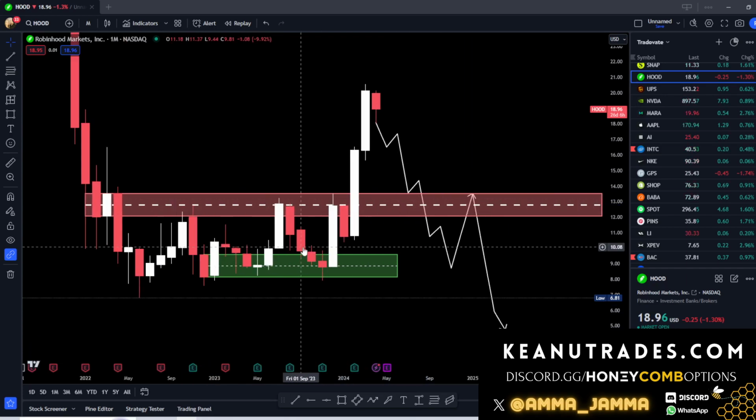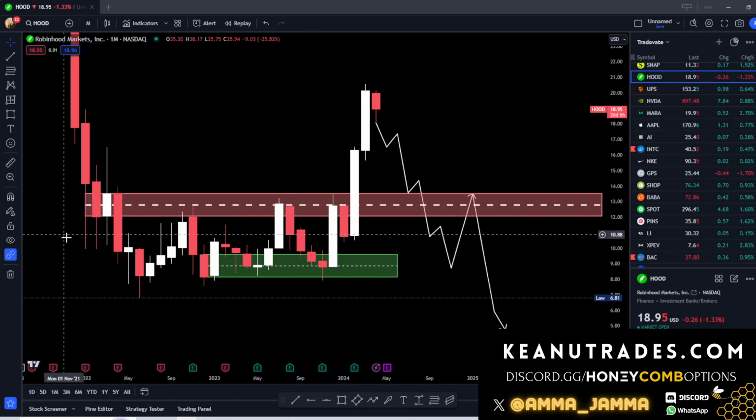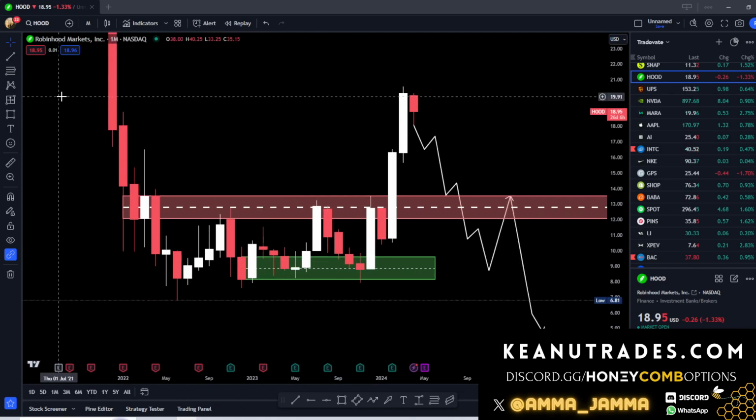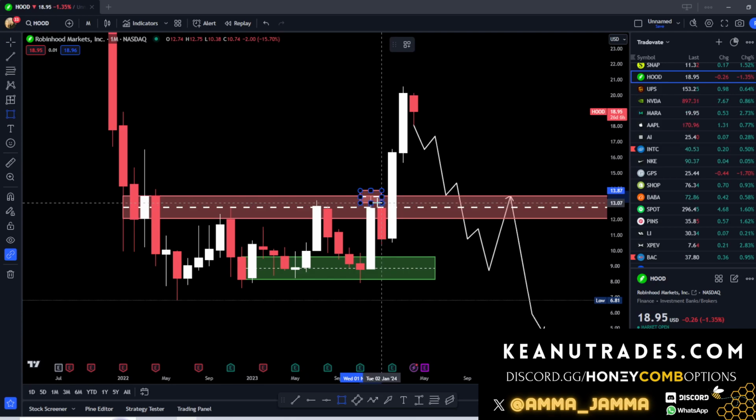Do you see how that rejection was exactly at the 50% line throughout it? That is major. And do you see how this candle wick? Exact rejection was at this candle wick.